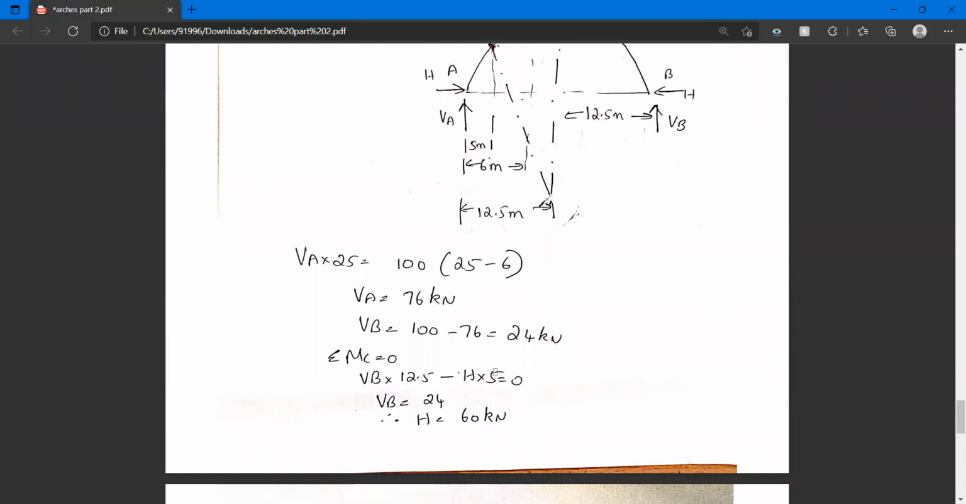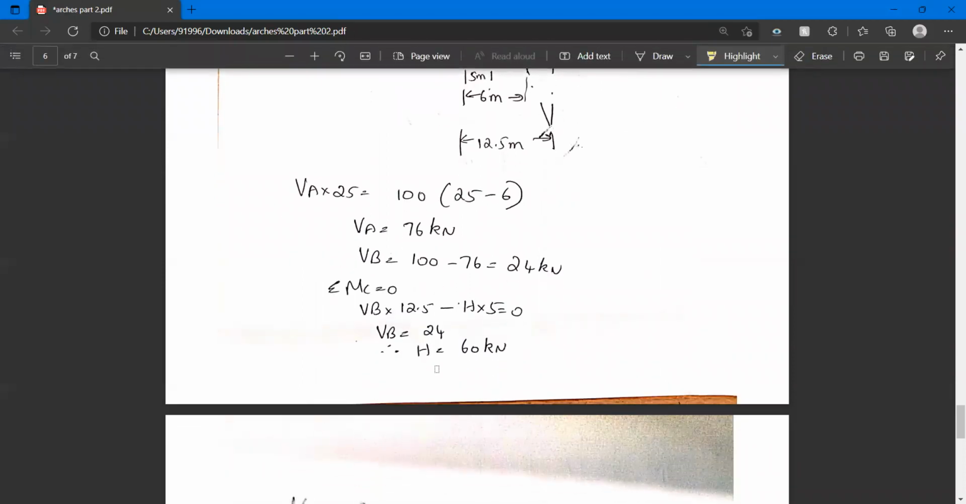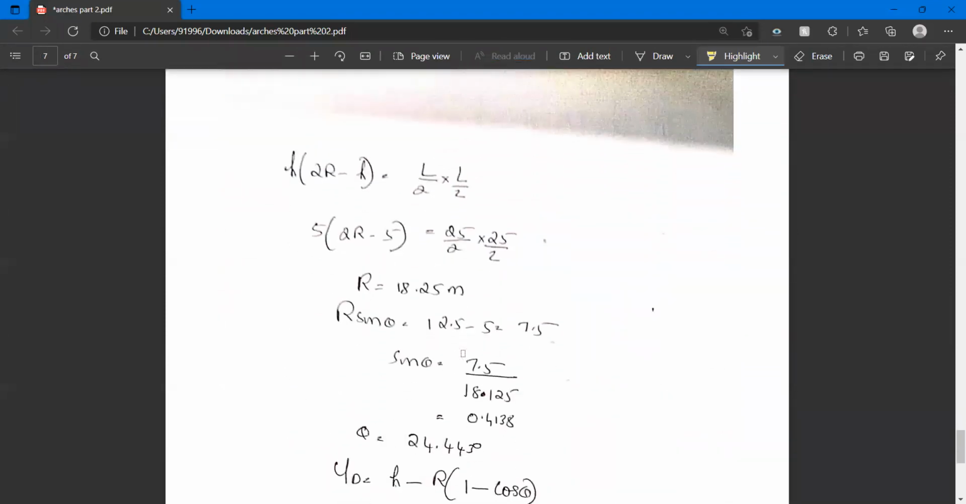Now, taking sigma MC equal to 0. Moment towards C, VB into 12.5 minus H into 5 equal to 0. From this, you can find out horizontal reaction H. Then again, like the previous problem, let us find out R. H into 2R minus H equal to L by 2 into L by 2. Using that, you can find out R.